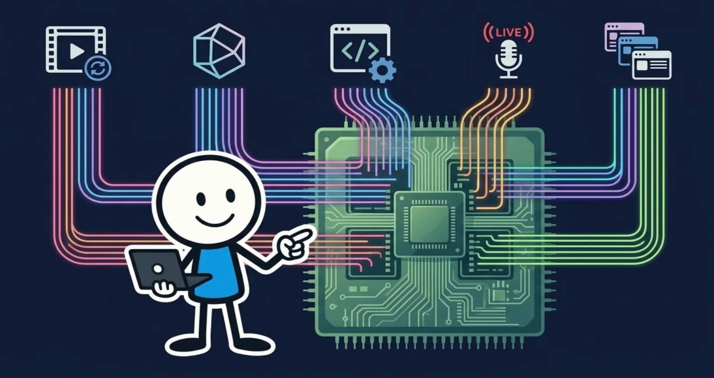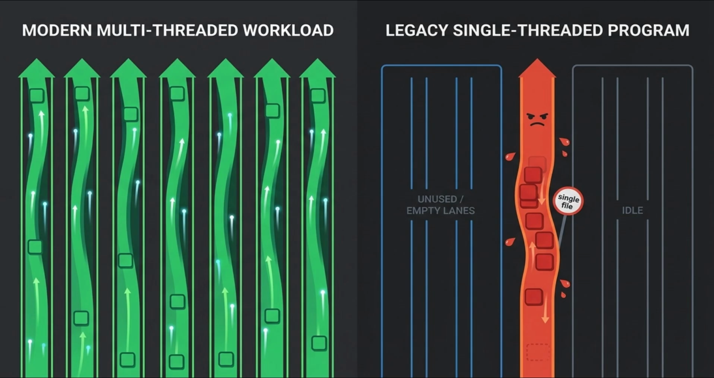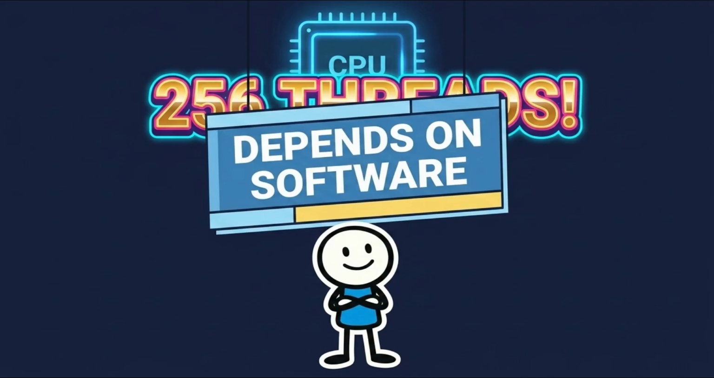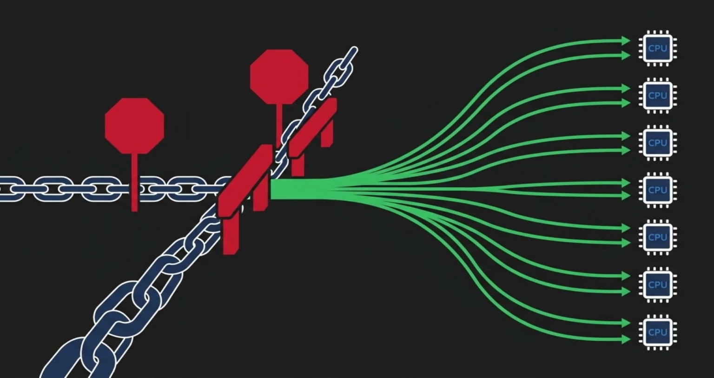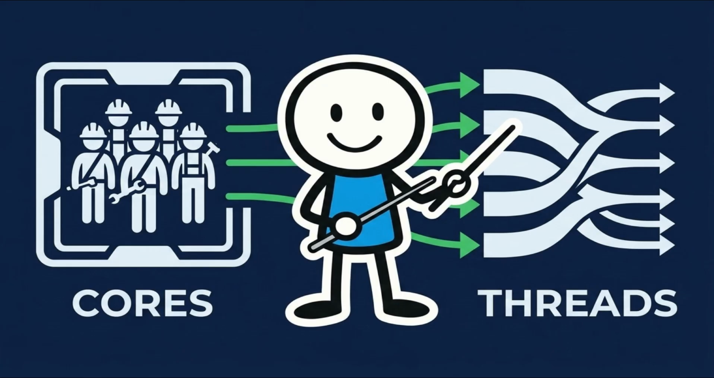Video rendering, 3D rendering, code compiling, streaming, and heavy multitasking can often use many threads well. But some games, older programs, and simple everyday tasks may care more about a few strong cores than a huge number of threads. So when you see a CPU with a high thread count, do not automatically assume it is faster at everything. Threads help most when the software knows how to split up the work. The easiest way to remember it is this. Cores are the workers, threads are the work streams. Good software decides how many of those streams can actually be useful.